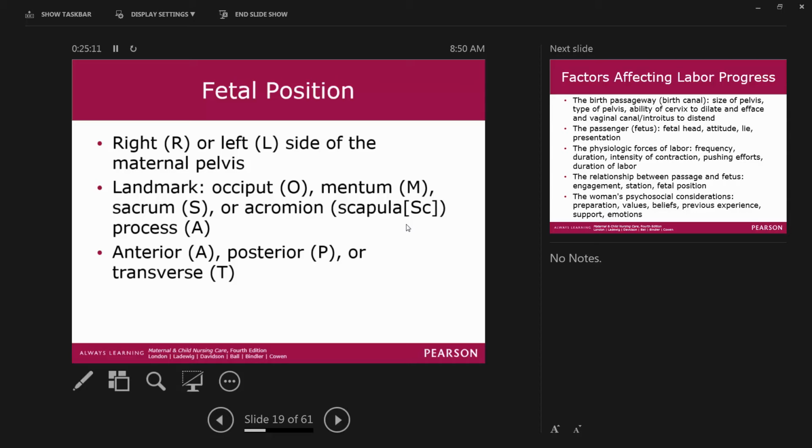What is right, left, or nothing? Is it the occiput? Is it the chin? Is it the buttocks? Is it the shoulder? Okay, and that's what all these are. Occiput is the head. Mentum is the chin. Sacrum, I think that stands for butt. Sacrum is butt, and the acromion is the shoulder or scapula or something like that. Okay.